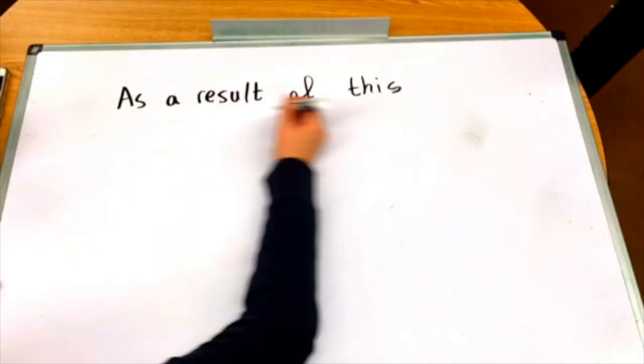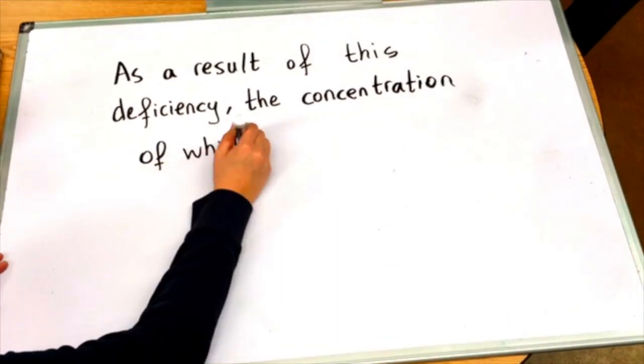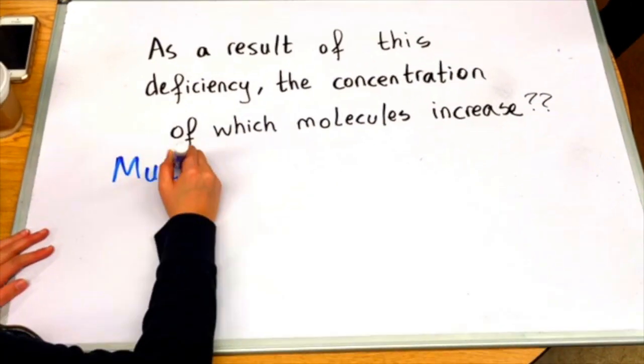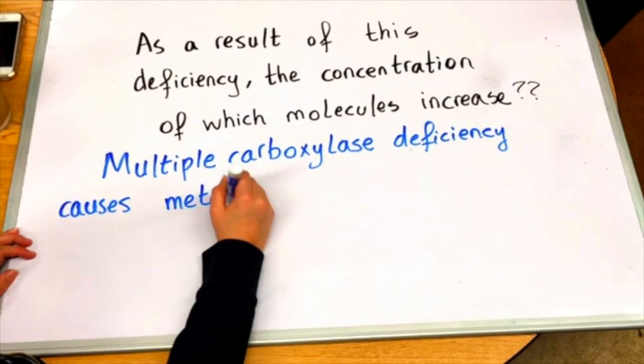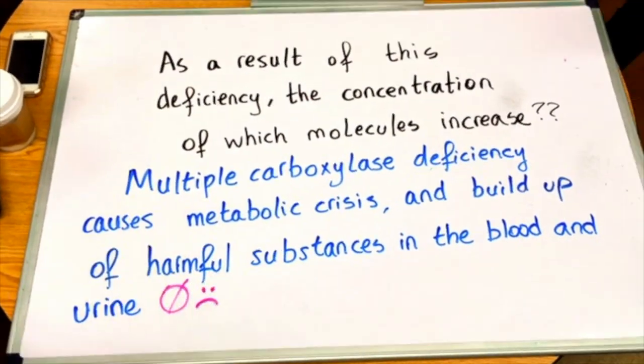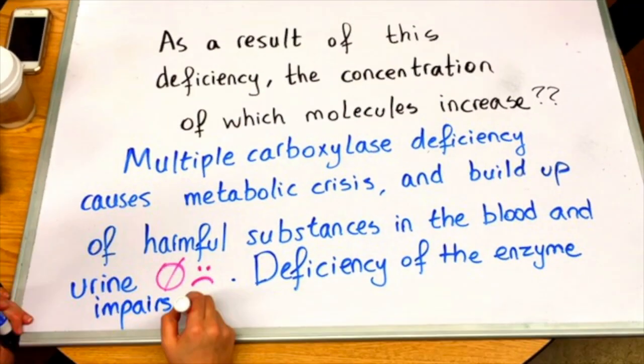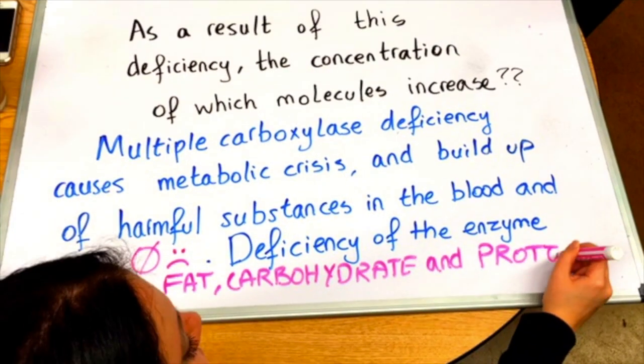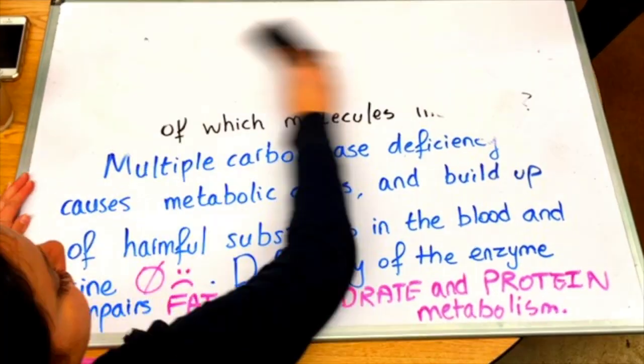So as a result of this deficiency, the concentration of which molecules increase? Multiple carboxylase deficiency causes metabolic crisis and buildup of harmful substances in the blood and urine. Deficiency of the enzyme impairs fat, carbohydrate, and protein metabolism.